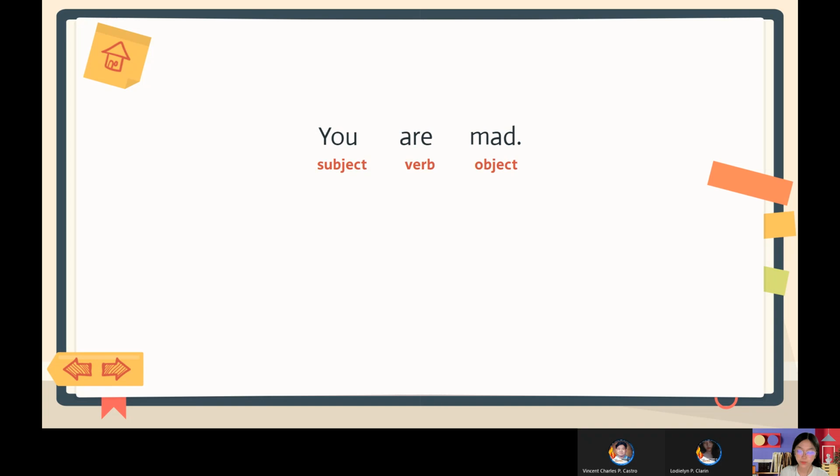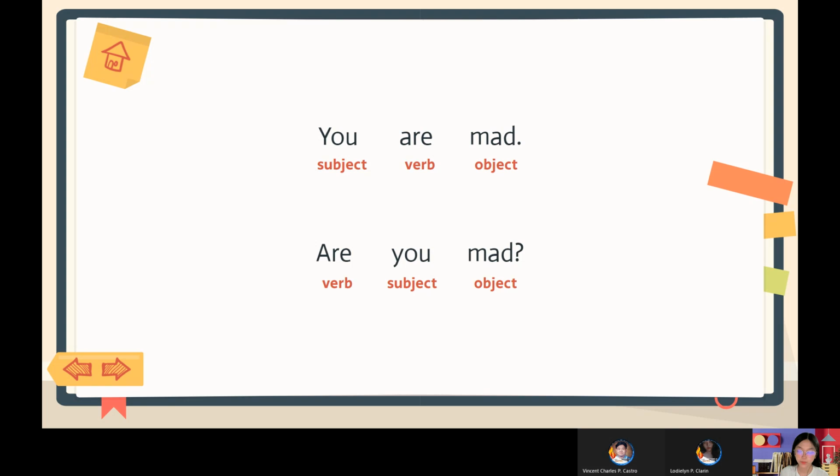So what if we turn this sentence into a question, Mr. Castro? Are you mad? Yes, correct. What is the subject? You is the subject, ma'am. What about the verb? Are. And the object? The object, ma'am, is mad. Yes, that is correct. So what do you notice in this inverted sentence? The positions of the subject and the verb change.